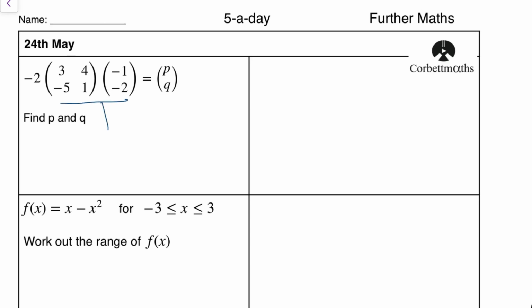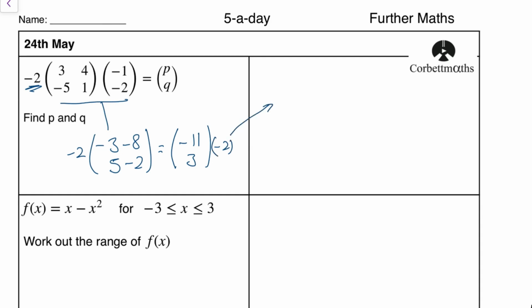So 2 times minus 1 is minus 2, 3 times minus 1 is minus 3, 4 times minus 2 is minus 8, minus 5 times minus 1 is 5, and 1 times minus 2 is minus 2. And I can tidy all this up, which is going to give me minus 11 and 3. And I'm going to multiply all of that by minus 2. So just for clarity, I'm going to put this here. So it's like this one.